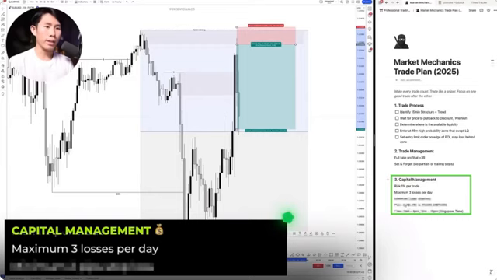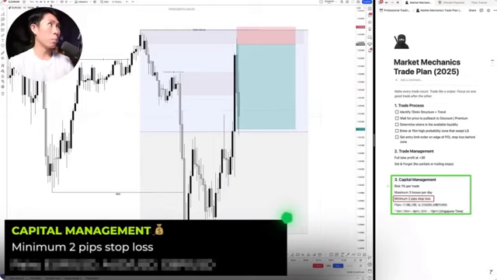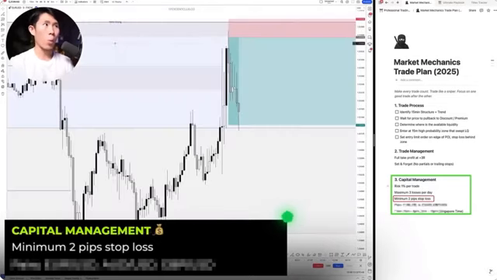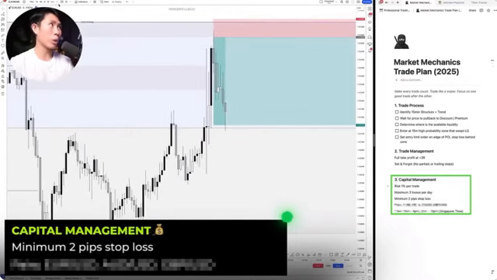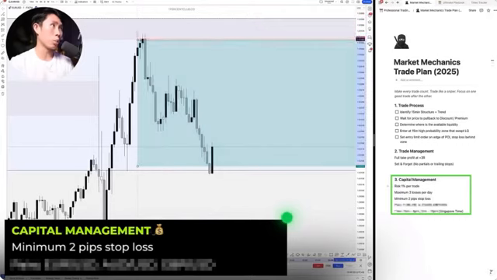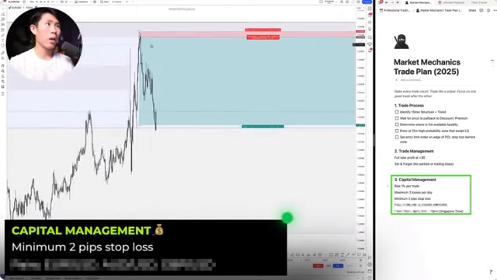Now, I also have a rule that says that my stop loss has to be minimum 2 pips, right? So it cannot be less than 2 pips. The reason being, when you are scalping, when you are participating in high frequency trades, you're entering on the lower time frames, and that is where you can have this insane stop loss. Like for example, right here, if I entered on the 1 minute time frame, I place my stop loss like this.